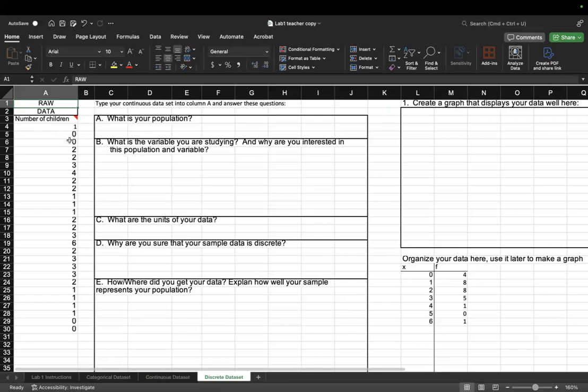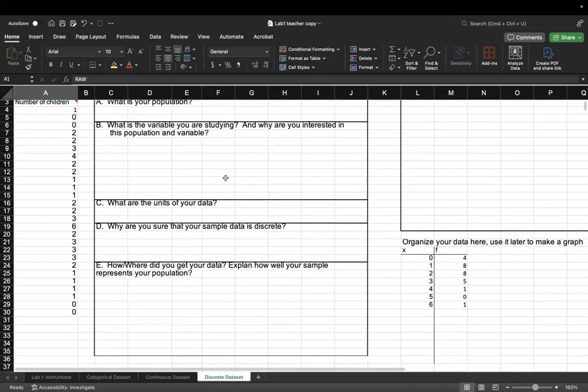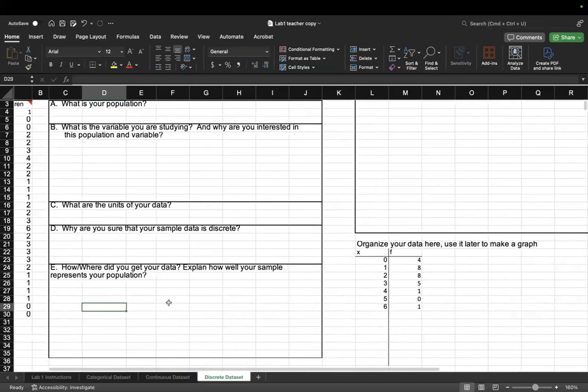Counted, the score for the last 20 basketball games of a certain team, that would be discrete. So once again, what's your population? What's the variable? There's probably not units. There might be, but there's probably not units. Look back at the definition of discrete. How do you know it's discrete? Same thing here. Where did you get your data?